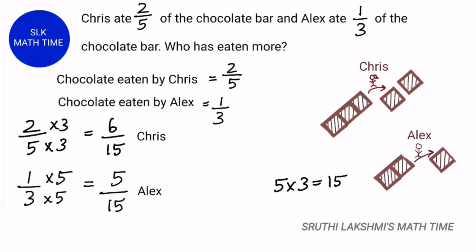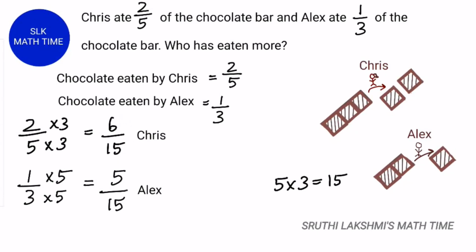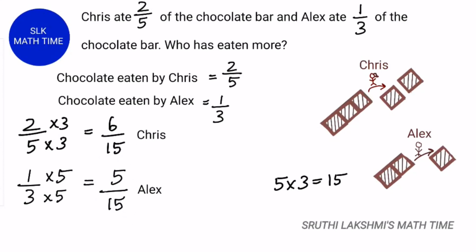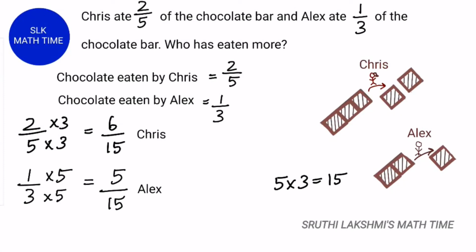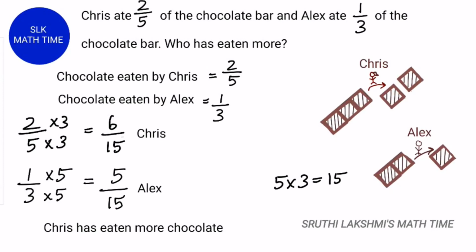Now we come to know that Chris ate more, because when we compare 6 by 15 and 5 by 15, which both have the same denominators, we get to know that Chris ate more. So Chris has eaten more of the chocolate bar than Alex.